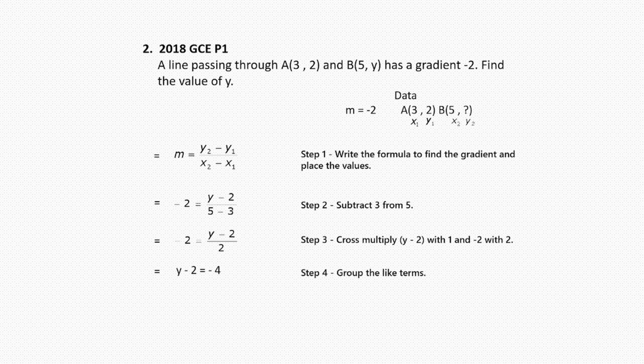Alright, so the next step is to group the like terms. So this -2 can cross the equal sign there, so that it gives us y is equals to negative 4 plus 2, and then finally find y by adding negative 4 and 2. So the answer here is y is equals to negative 2.